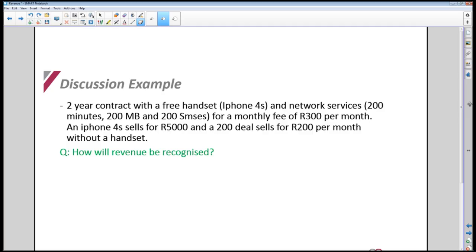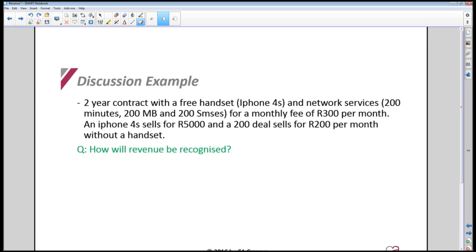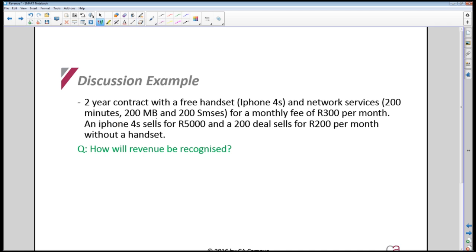So I'd like to go through a little discussion example that illustrates how the five-step revenue model can actually be applied in practice. It's a very simple example, but it'll help you understand the core principles of the five-step revenue model. So we have here a two-year contract with a free handset, an iPhone 4S, and network services, which consist of 200 minutes, 200 megabytes, and 200 SMSs, for which the customer will pay a monthly fee of 300 rands per month.